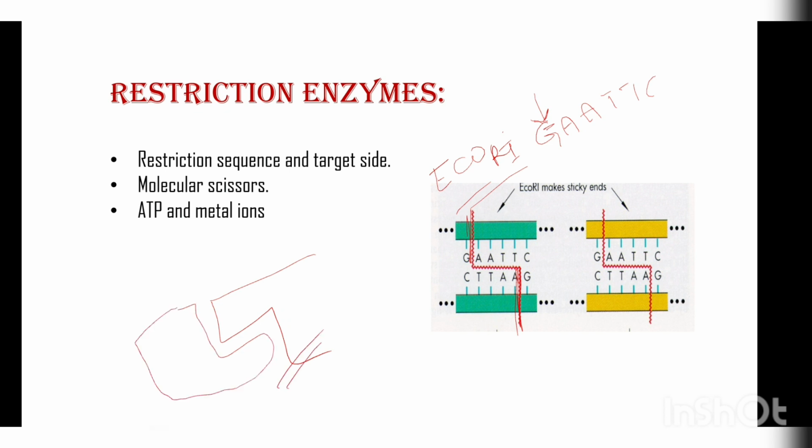Like this. Whereas there are some types of enzymes which have different target sites. Like if we take HinII, it produces a blunt end, which is like this. This is how a cohesive end or blunt end is produced with the help of a restriction enzyme. These are called molecular scissors because they are used mostly in genetic engineering processes. Coming to the next, it requires ATP and metal ions. Metal ions can be calcium, sodium, etc.